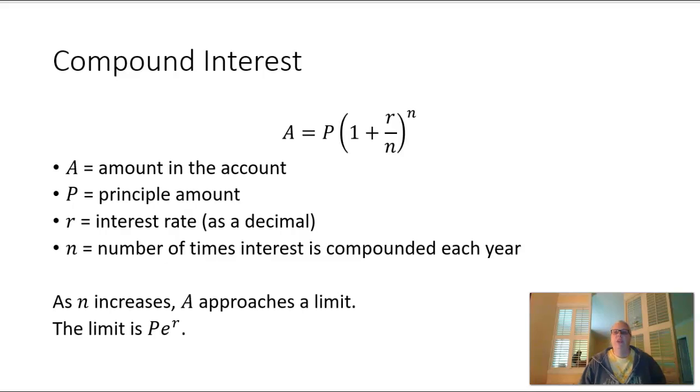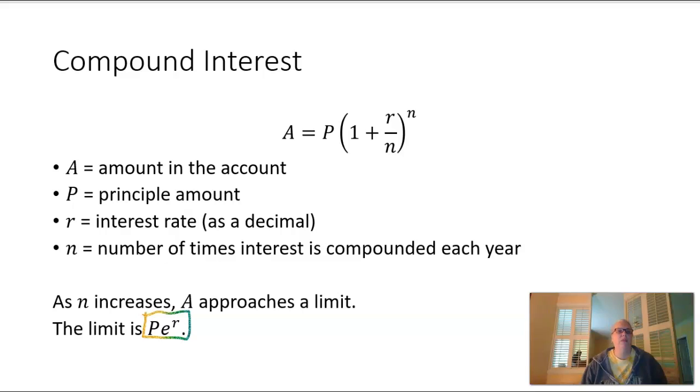And here's just a review of your compound interest. This particular formula is done without the years on it, so it's without time t. This is what everything stands for here, but as far as calculus is concerned, if we take a look at this formula, and as we increase n without bound, the amount A is going to approach a limit, and that limit is right here. It's P times e to the r.